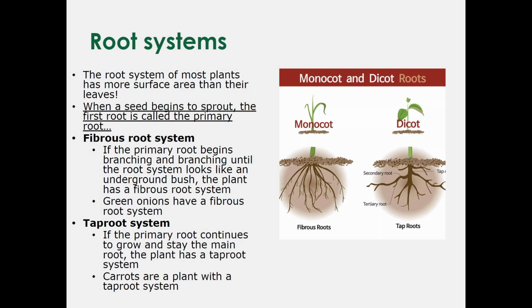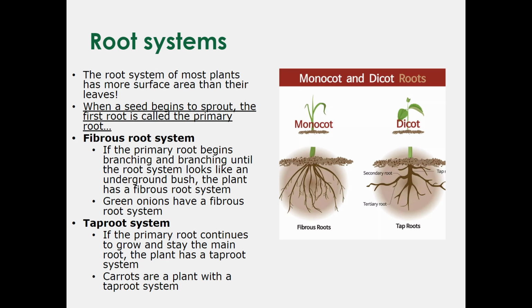If you were asked to draw roots, what you would draw is probably going to look more like a fibrous root system than a taproot system. In a fibrous root system, the primary root begins branching very soon, and the system's going to look like an underground bush. Green onions would be an example of a fibrous root system.